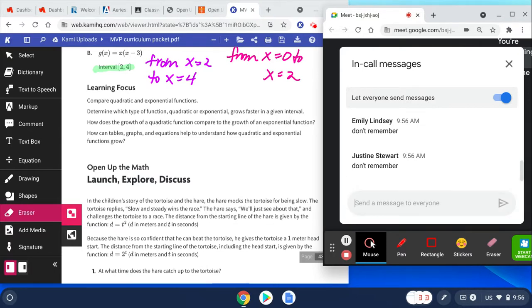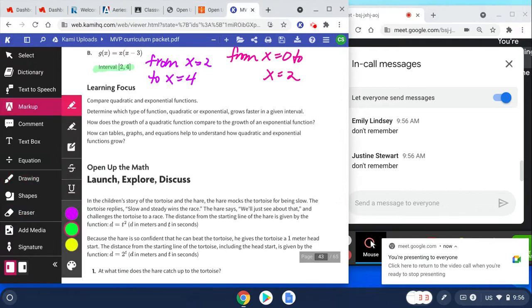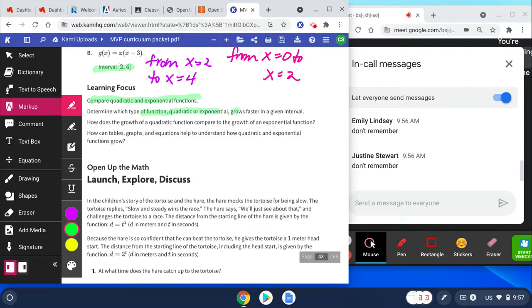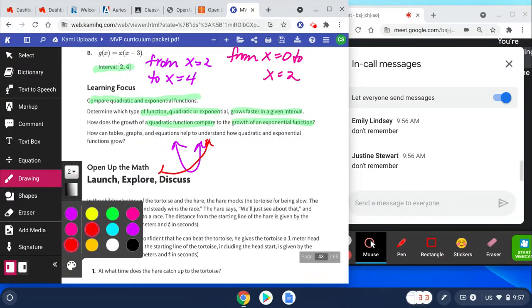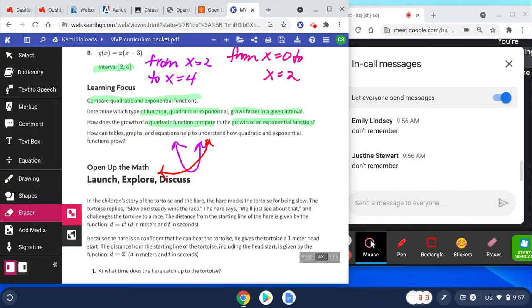Okay, today we're going to be comparing a quadratic and an exponential function. We're going to be determining which type of function it is, which one grows faster, and how the growth of a quadratic compares to the growth of an exponential. Remember that our quadratic is our new U-shaped graph, and our exponential is a curve.